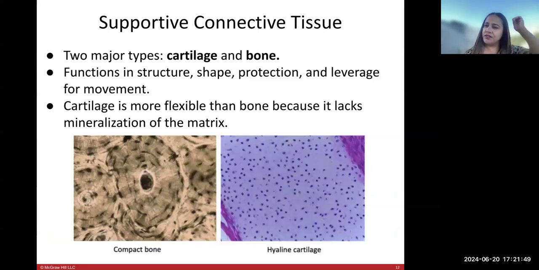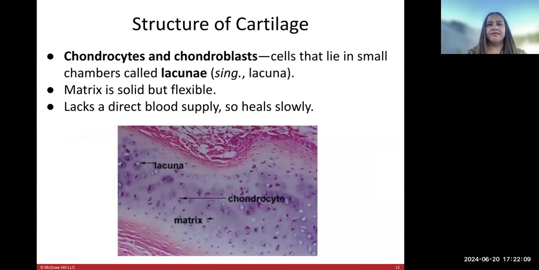Supportive connective tissue, cartilage, and bone fall under this category. Their functions include structure, shape, protection, and leverage for movement. Cartilage is more flexible than bone because it lacks the mineralization of the matrix. Cartilage is made of chondrocytes and chondroblasts. Cells lie in chambers called lacunae. Its matrix is solid but flexible. It lacks a direct blood supply, so it heals very, very slowly.